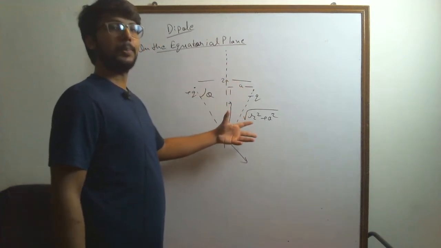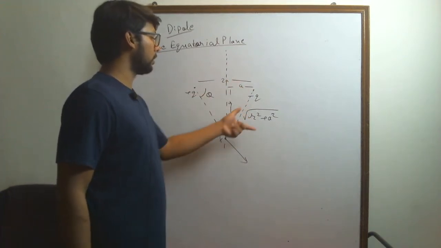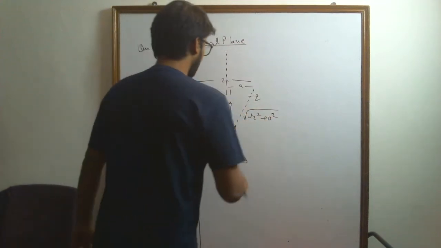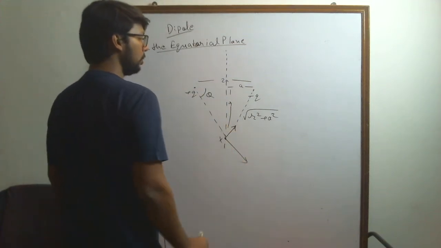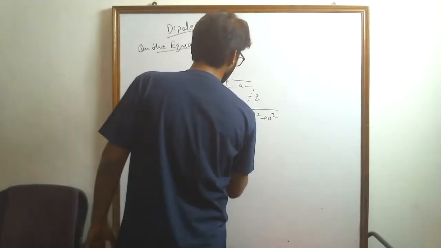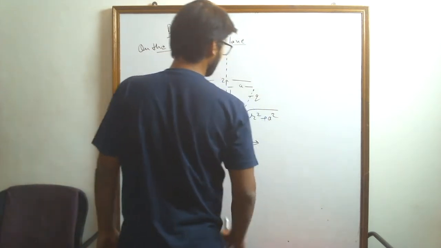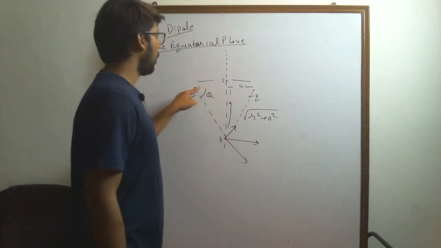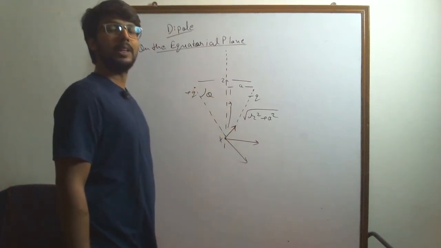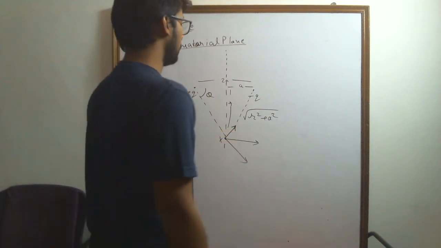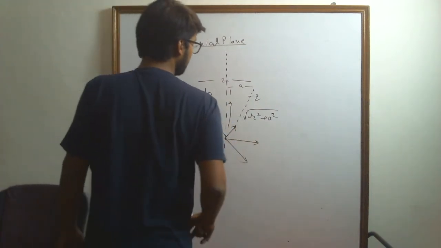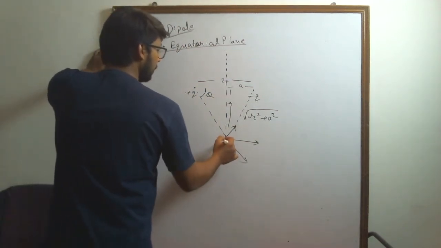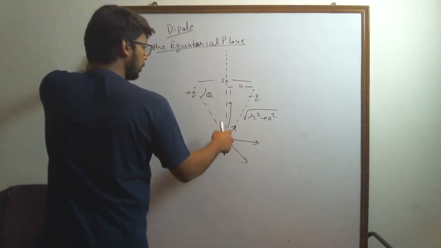This is simple Pythagoras theorem applied over here. This is also root of R square plus A square, and so is this. So both of these will have the same magnitude, and the vertical components will cancel out, and the only remaining component will be the horizontal component, like this. As you can see, the horizontal component is opposite to the direction of dipole moment. Let's figure out what the magnitude of this is.